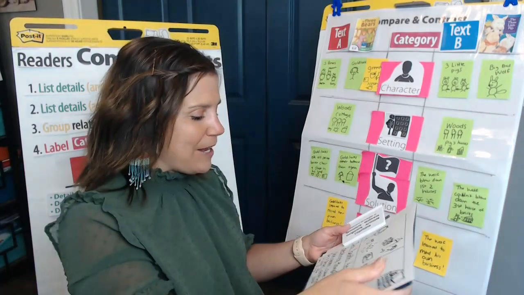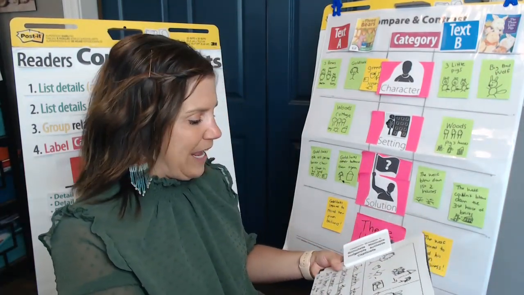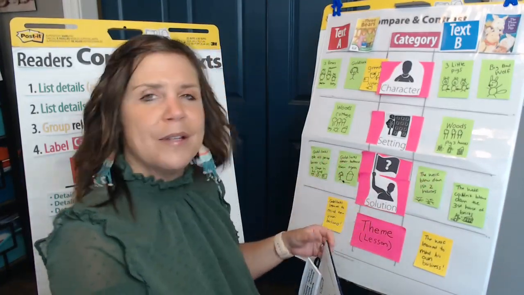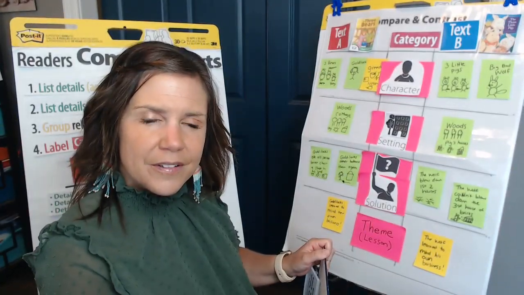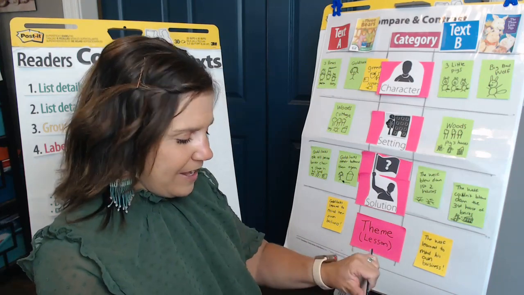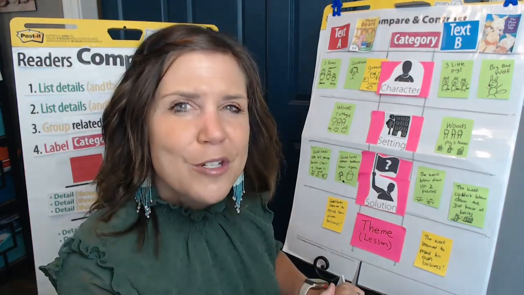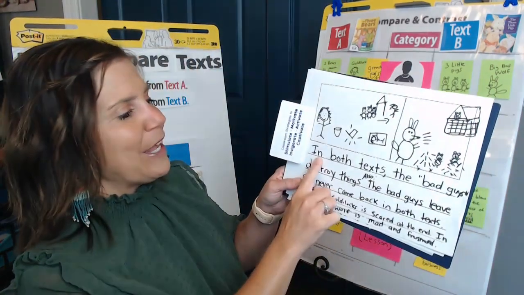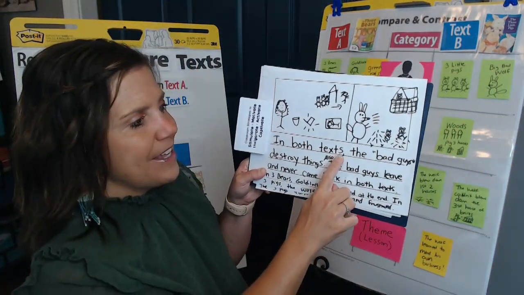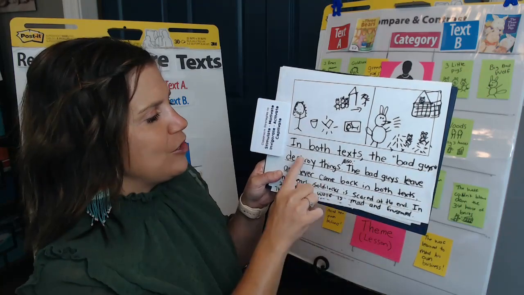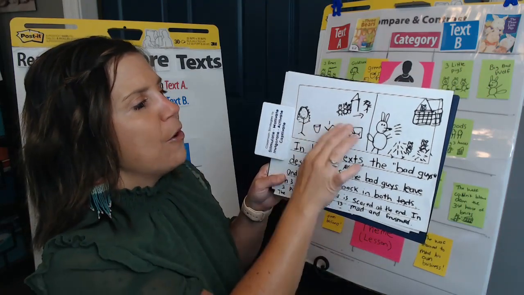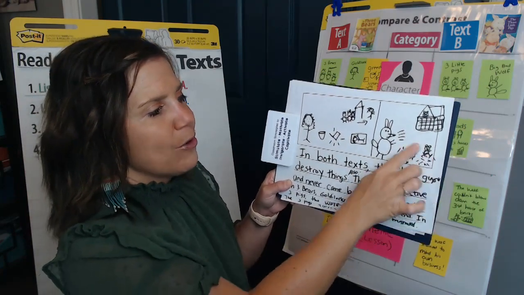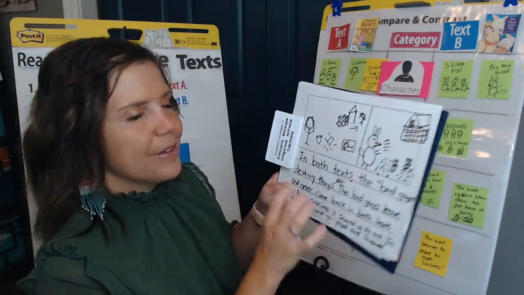So what if we wanted to write some sentences about how they're the same? What did we say was the same about the problem and solution? Did you say they both have bad guys who destroy things? Yeah. So you could write something like, in both texts, the bad guys destroy things. In both texts, they're destroying things, destroying chairs and beds and destroying houses, right? Good job.